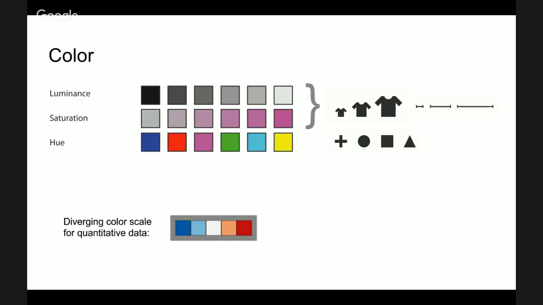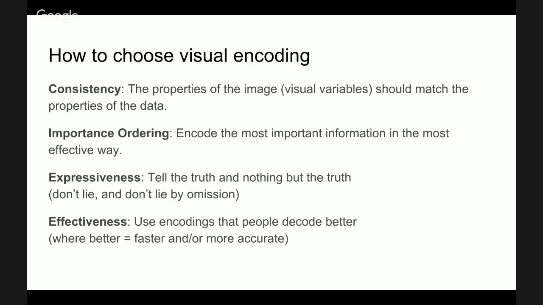Okay, the slide is a little bit full, but here we have some kind of rules of thumb that are very, very useful to figure out what's a good visual encoding. And these 4 principles are consistency, importance ordering, expressiveness, and effectiveness. So let me go through them first.